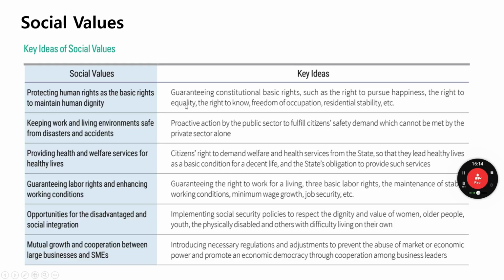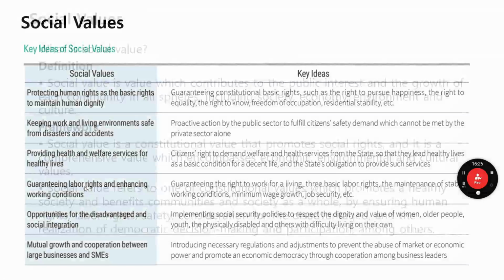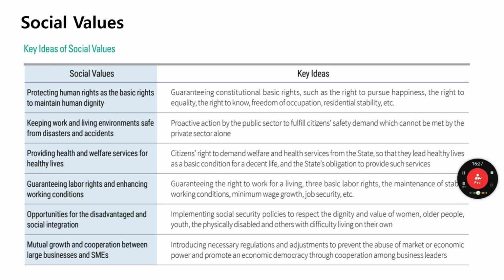Okay, this is a key idea of social value. There are thirteen here. The first is protecting human rights as the basic right to maintain human dignity. The key idea is guaranteeing constitutional basic rights such as the right to personal happiness, the right to equality, the right to know, freedom of occupation, and residential stability.